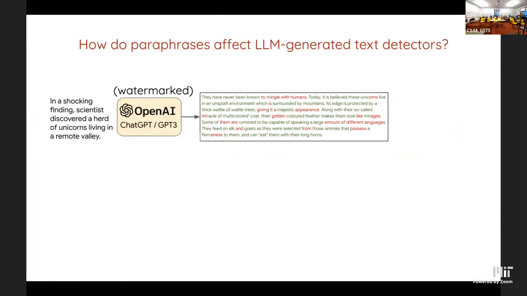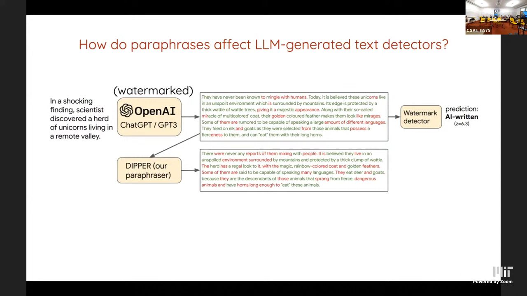This is what happens to watermarking. So let's say this is a watermarked model and the detector predicts that this is AI generated. If I pass it to a paraphrase model, I see a lot more red tokens and the prediction becomes unclear.